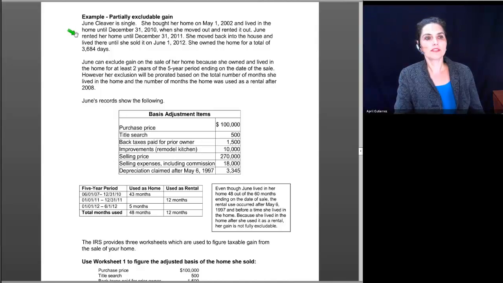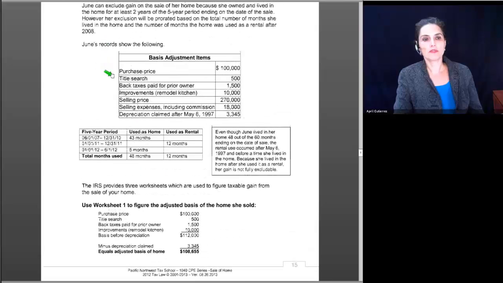June rented her house until December 31, 2011, and then she moved back into it and lived there until she sold it in 2012. She owned the home for a total of 3,684 days. Now, June can exclude the gain on the sale of her home because she owned and lived in the home for at least 2 years of the 5-year period ending on the date of the sale. However, her exclusion will be prorated based on the total number of months she lived in the home and the total number of months the home was used as a rental after 2008.